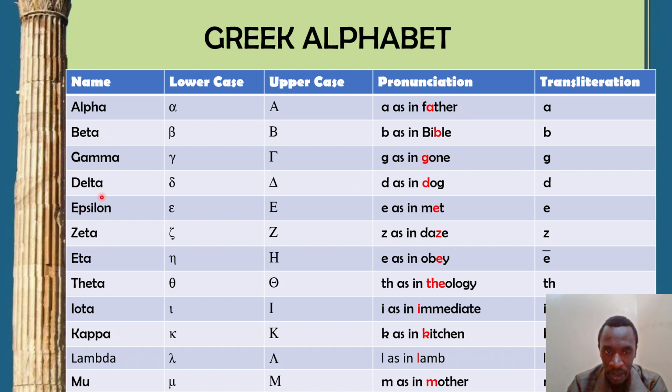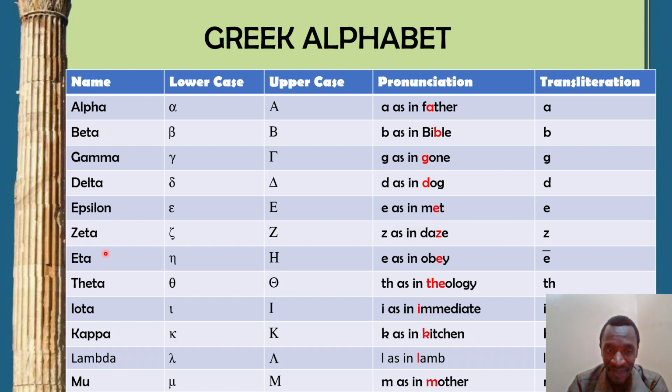The next letter is called delta. Delta is written like this. It has a D sound like the D in dog, and the transliteration is also D. Then the next letter is epsilon. Epsilon looks like an E, but not really an E, and it has an E sound like the E in met, and it's transliterated as E.